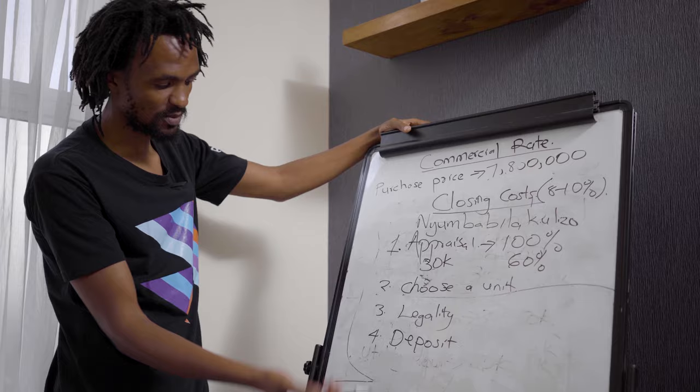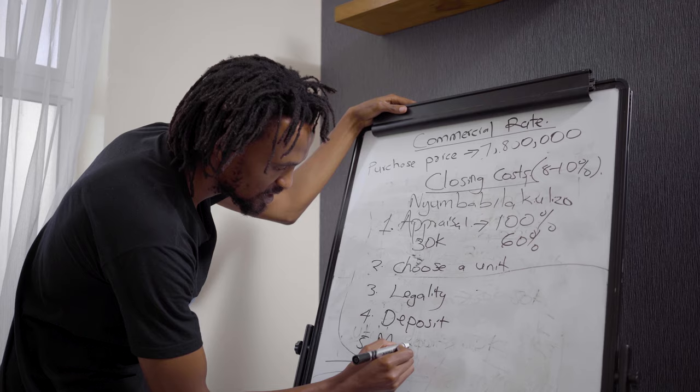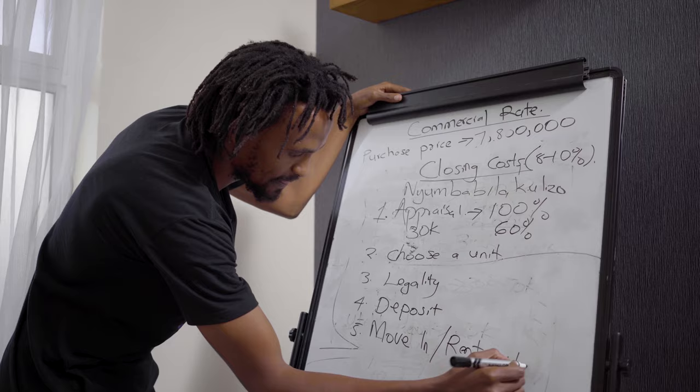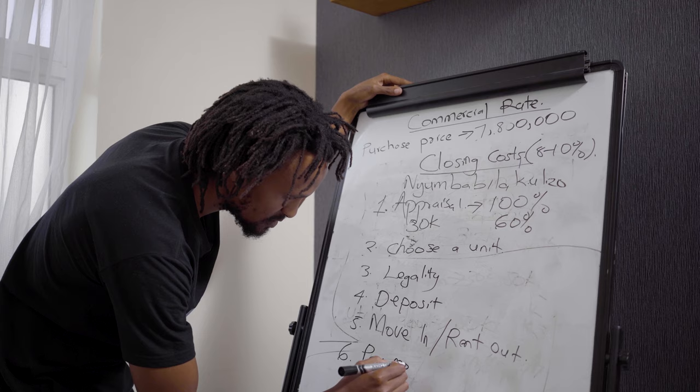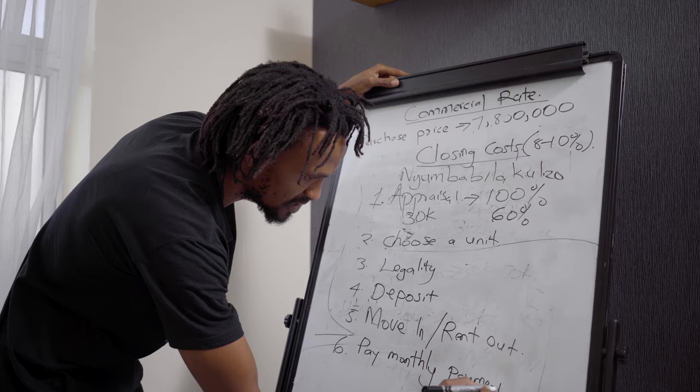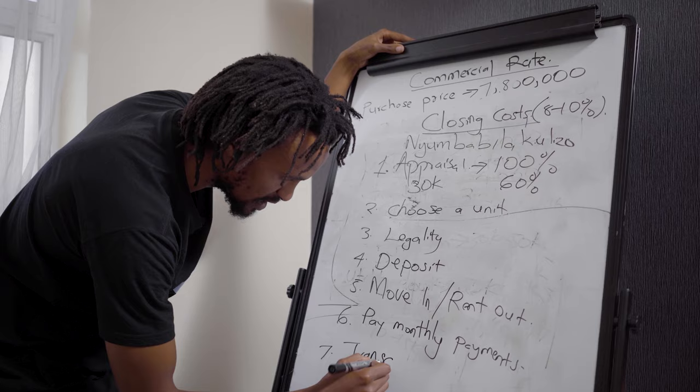The fifth step is the best part. Either you move in or you rent it out. The sixth step is you pay your monthly payments. And then the very last step, which will come towards the end, is transfer. After you've finished paying, the bank transfers.